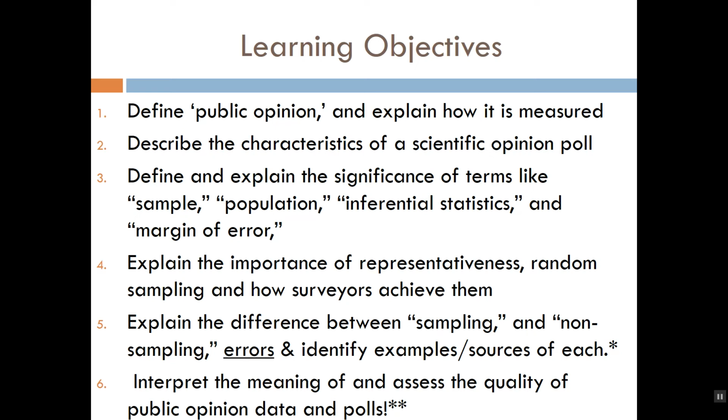Finally, we will conclude with our master learning objective, learning objective number 6, where you are asked to interpret the meaning of and assess the quality of public opinion data and polls. I call this the master learning objective because each of the first 5 learning objectives is an important step towards achieving the 6th. If you cannot satisfy any of the first 5 learning objectives, you won't be able to satisfy the 6th learning objective either. Furthermore, if you can satisfy the 6th learning objective, well, then you can probably satisfy learning objectives 1 through 5.